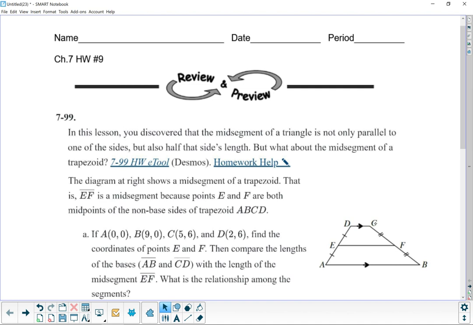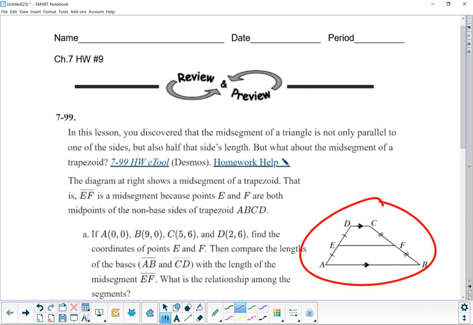Down below, right here, that's a trapezoid. The diagram on the right shows a mid segment of a trapezoid. That's EF. So this is the mid segment of this segment and this segment. That's what it means, because points E and F are both midpoints of the non-base sides of the trapezoid ABCD. So what are we doing here?